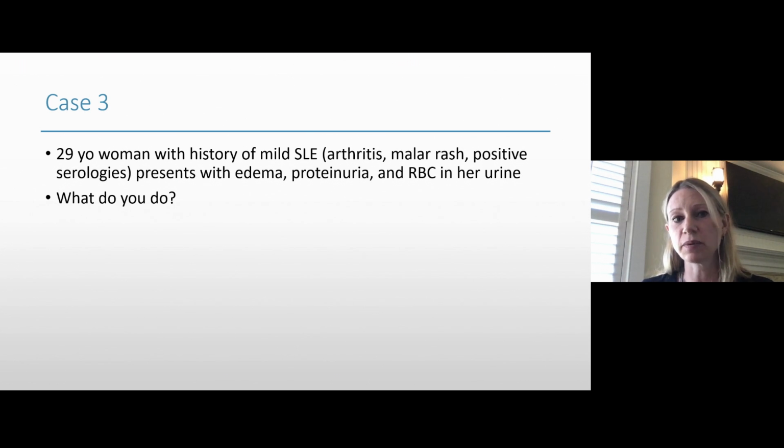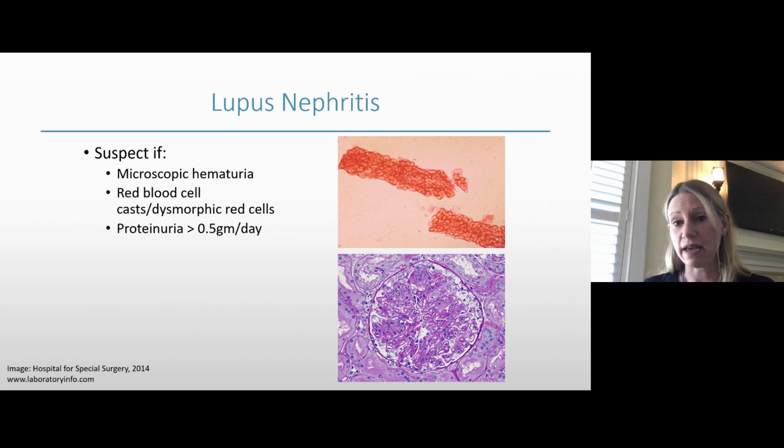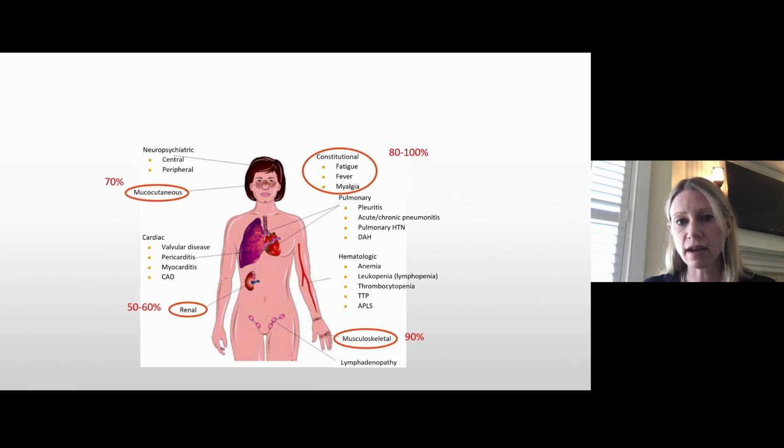So case 3, this is a 29-year-old woman with a history of mild lupus with arthritis, malar rash, and serologies, who's now coming in with edema, proteinuria, and red cells in her urine. What do you do? And the answer here is you think about lupus nephritis and you do a kidney biopsy. You should suspect lupus nephritis if a patient develops microscopic hematuria, has red blood cell casts or dysmorphic red cells, and has proteinuria of more than 0.5 grams per day, which can be approximated by a spot protein to creatinine ratio. And I'm sorry, this should have a title here, but somehow it doesn't.